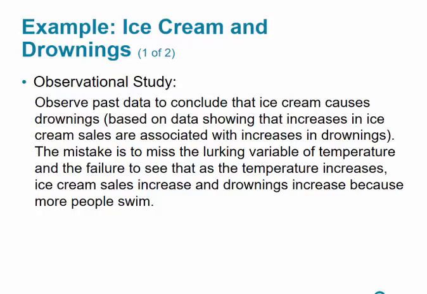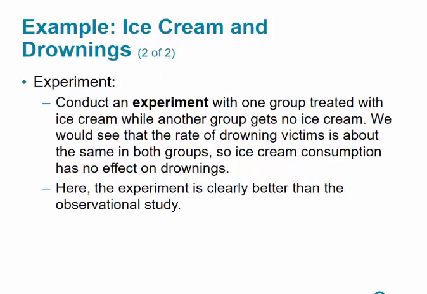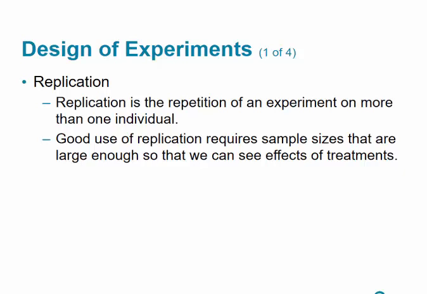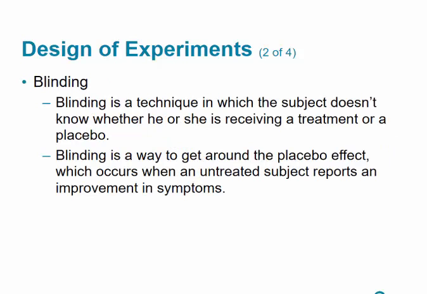There's also data that shows that ice cream consumption is correlated with murders and is the same situation, just temperature. An experiment. So conduct an experiment with one group treated with ice cream while another group gets no ice cream. We'll see that the rate of drowning victims is about the same in both groups, so ice cream consumption has no effect on drowning. Here, the experiment is clearly better than the observational study. So then we talked about replication. Replication is simply the repetition of an experiment on more than one individual. So good use of replication requires sample sizes that are large enough so that we can see the effects of treatments.